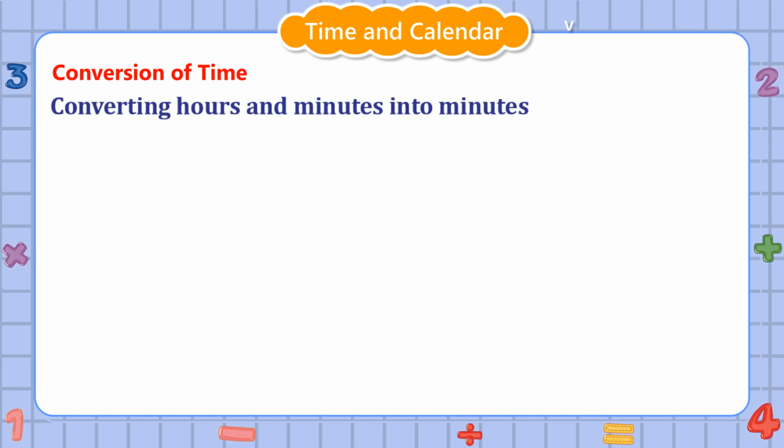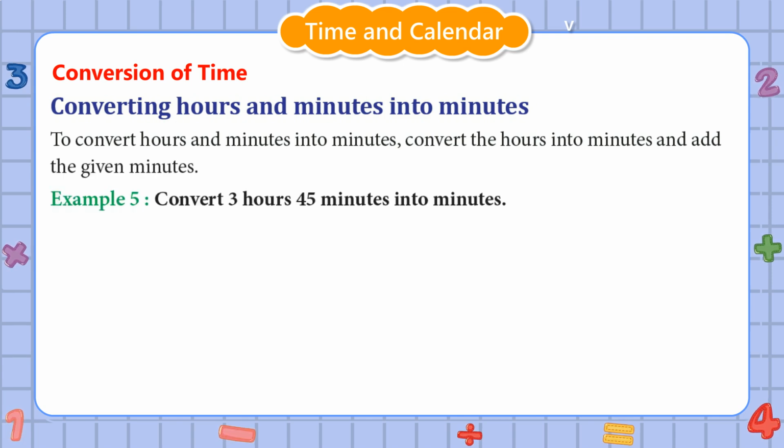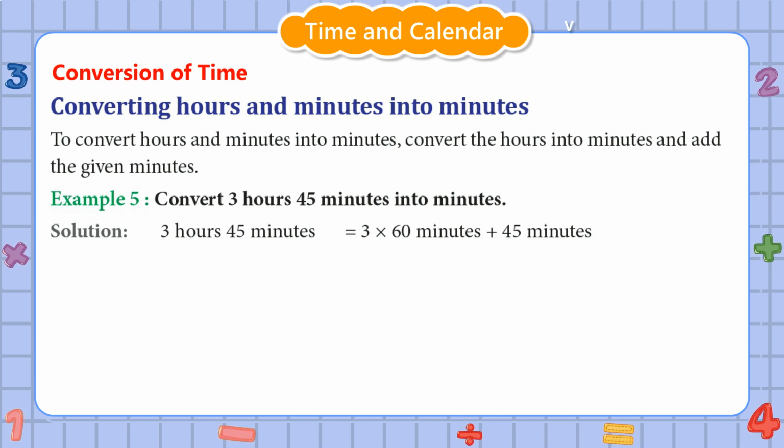Converting hours and minutes into minutes. To convert hours and minutes into minutes, convert the hours into minutes and add the given minutes. Example 5. Convert 3 hours 45 minutes into minutes. Solution. 3 hours 45 minutes is equal to 3 multiply 60 minutes plus 45 minutes. It is equal to 180 minutes plus 45 minutes. It is equal to 225 minutes.